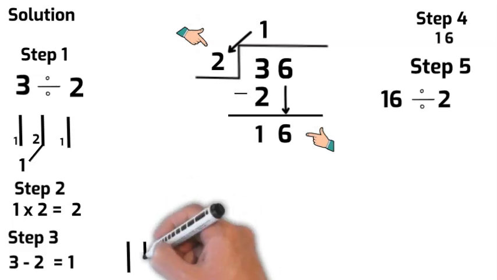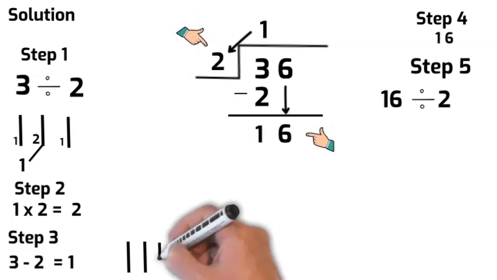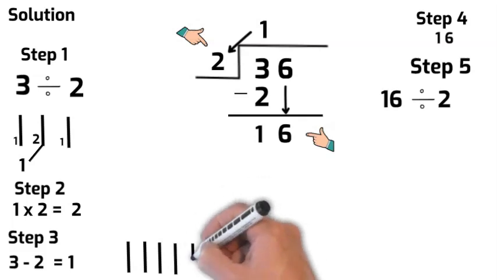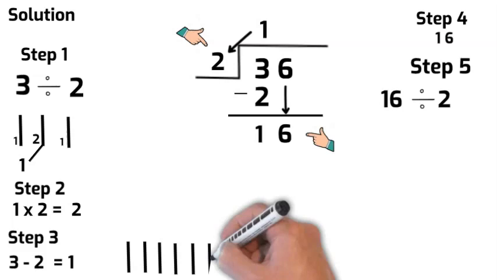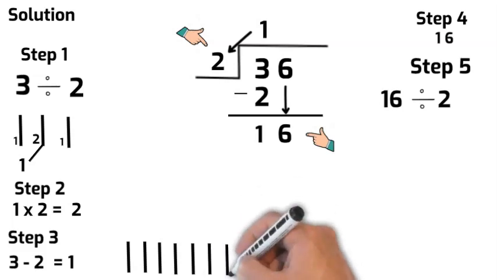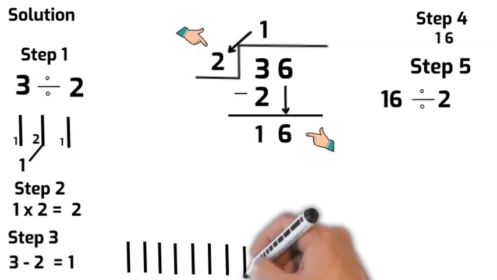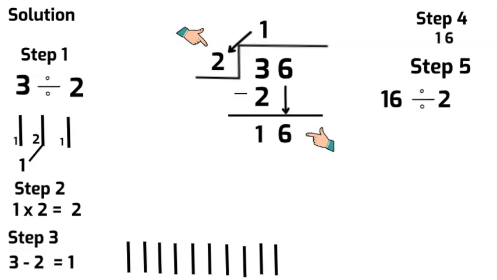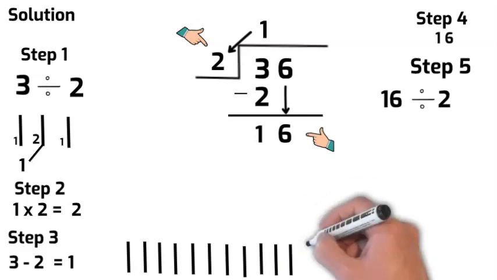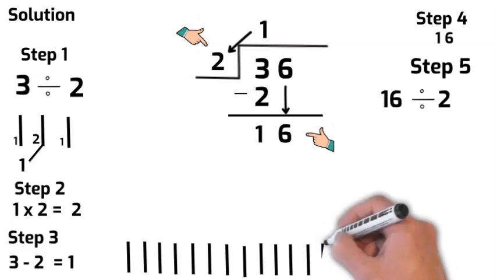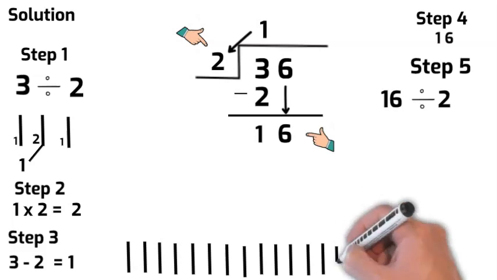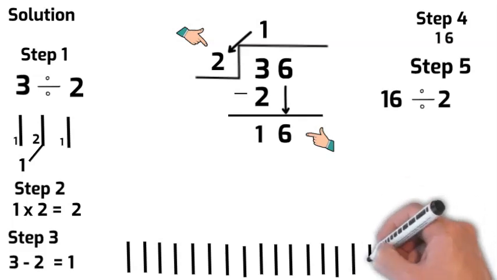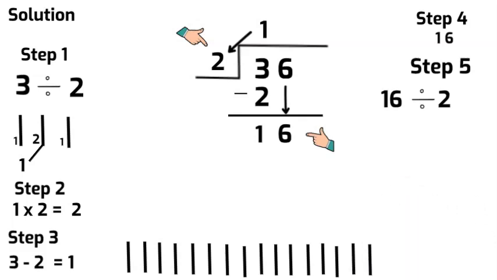1, 2, 3, 4, 5, 6, 7, 8, 9, 10, 11, 12, 13, 14, 15, and 16. Now, let's divide by 2.